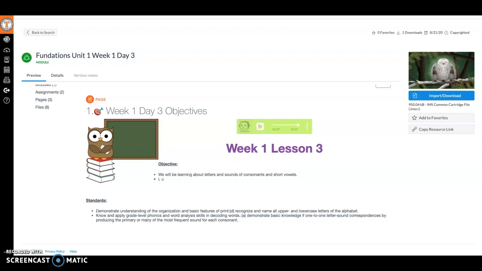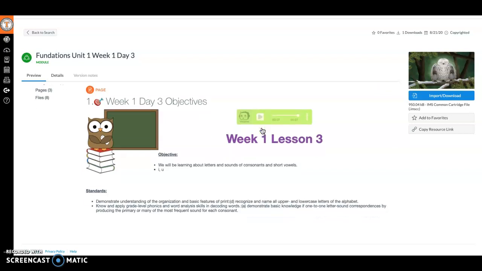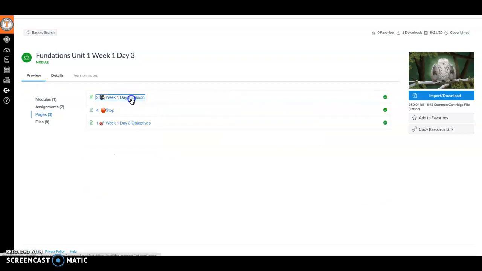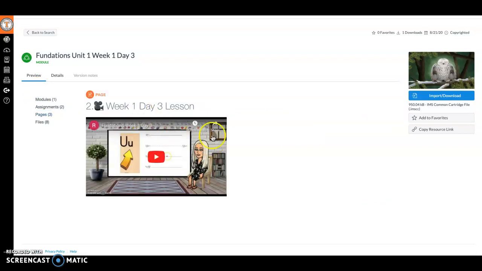Here is an example of a first grade Fundations lesson. You can see that the teacher has the objectives and standards listed, and you can play her instructions. In today's lesson, we are going to learn about the letters I and U and the sounds that they make. Now after, you can advance to the next page. It'll look a little different on your screen, but you can see this is her lesson for the day.